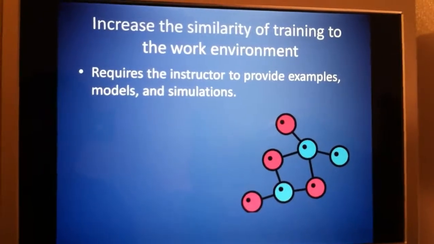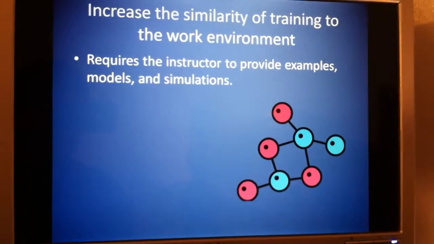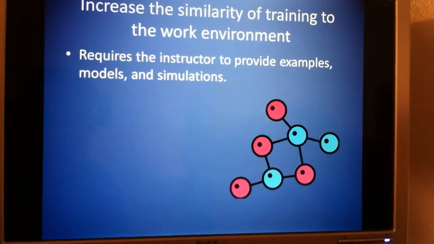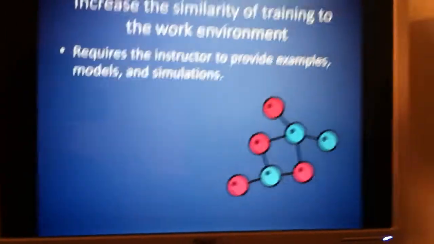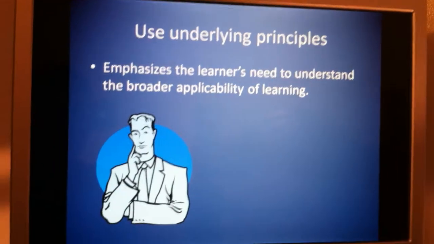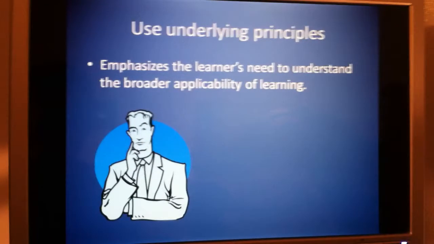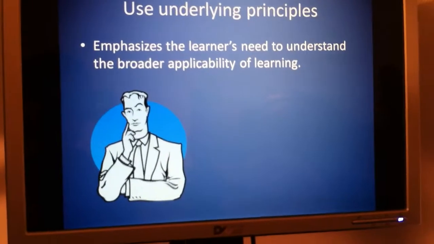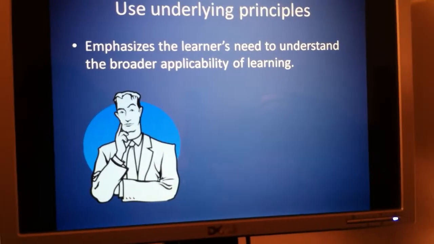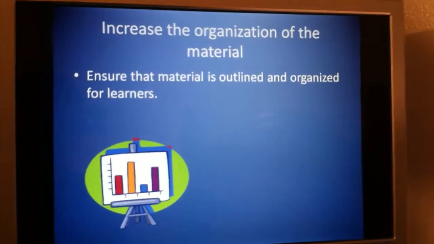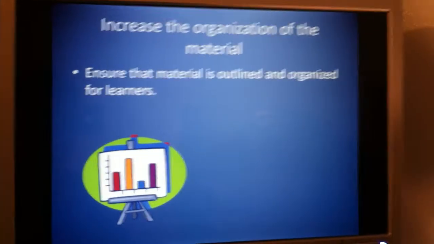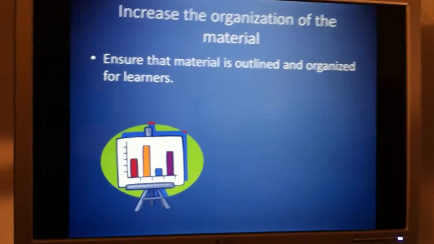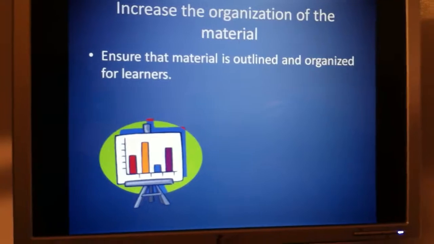The second principle is increasing the similarity of training to the work environment, which requires the instructor to provide examples, models, and simulations that truly pertain to the real-life work environment. Next, an instructor should use underlying principles, which emphasizes the learner's need to understand the broader applicability of learning. Also, the instructor should increase the organization of the material, which ensures that material is outlined and organized proficiently for learners.